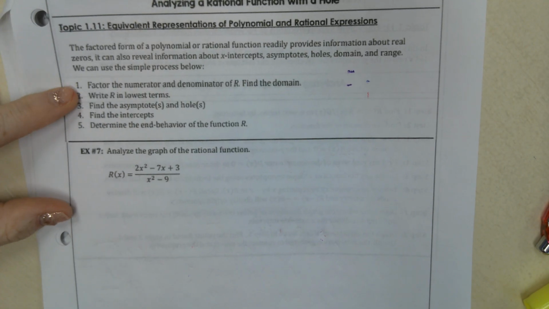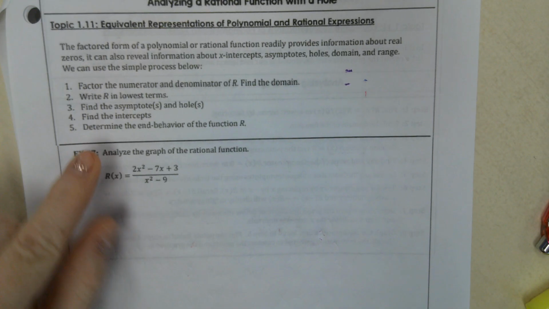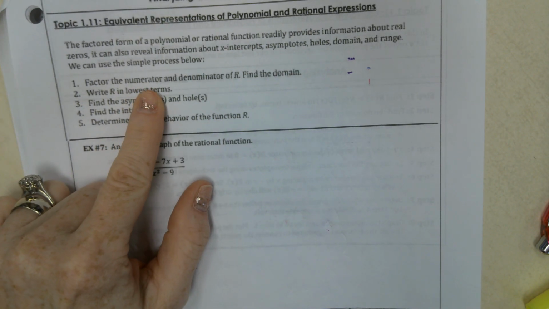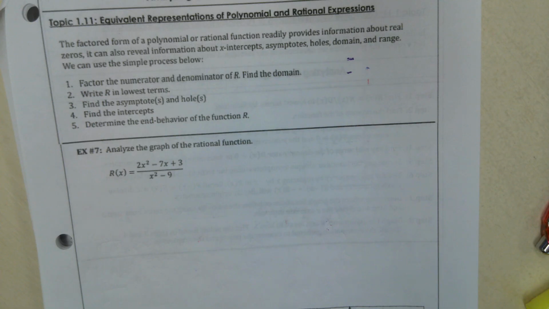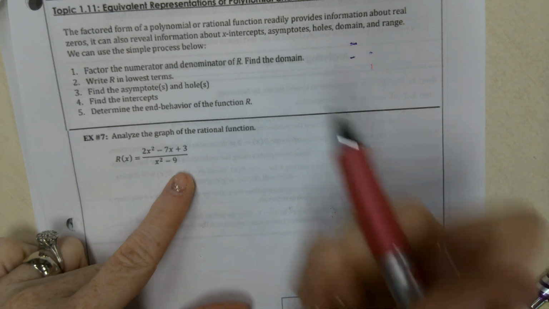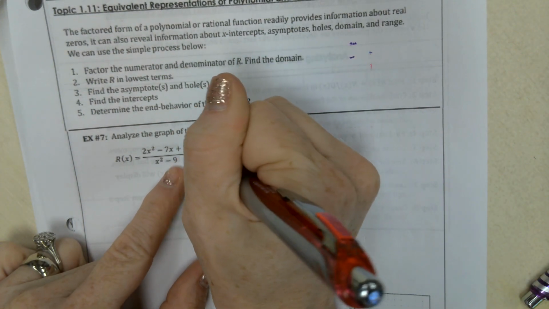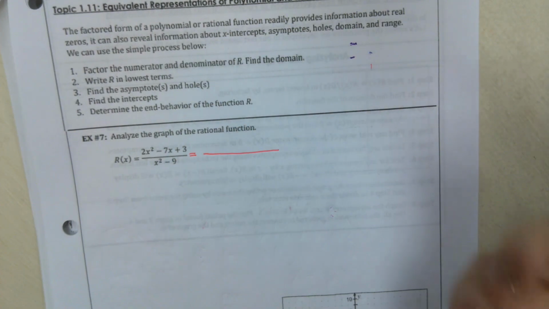All right, the first step it asked me for is to factor the numerator and denominator and find the domain. I don't want to find the domain first, y'all. Okay, I'm gonna show you my order. The first thing I'm gonna do is factor and simplify.